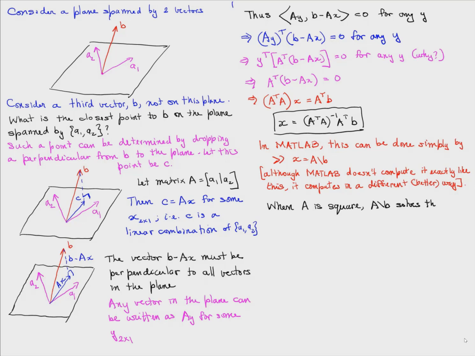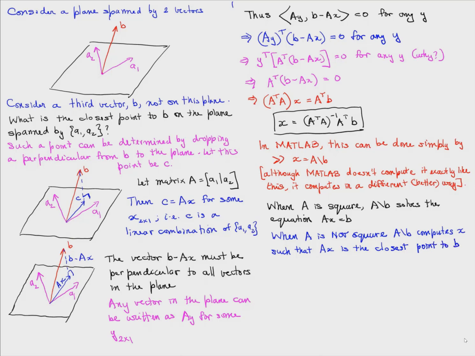So when A is square, A backslash b solves the equation Ax equals b. When A is not square, A backslash b computes a vector x such that A times x is the closest point to b in the space spanned by the columns of A. That is, the distance b minus Ax is the smallest. Or in other words, the distance b minus Ax is minimized.